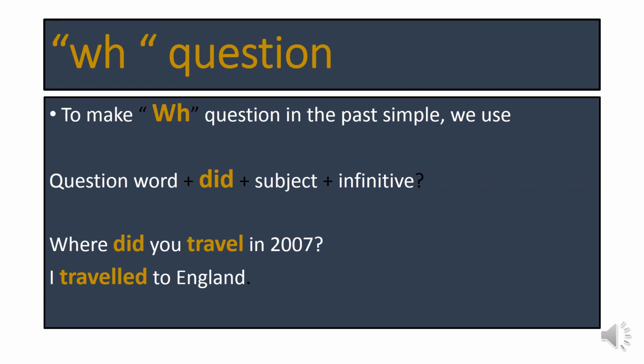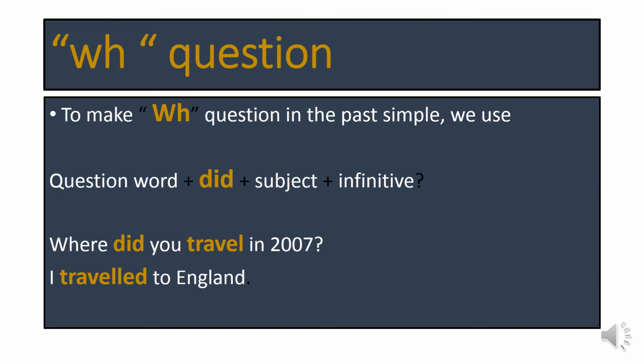To make a WH question in the past simple tense, how can we make a WH question in the past simple tense? To make a WH question in the past simple, we use question word plus did plus subject plus infinitive verb. As you know, any question word is followed by a helping verb. And the helping verb changes according to the tense which you are going to use in the question. If you are making a WH question in the past simple tense, the helping verb which you are going to use is did. A question word plus did plus subject. Subject can be noun or pronoun, plus infinitive verb.